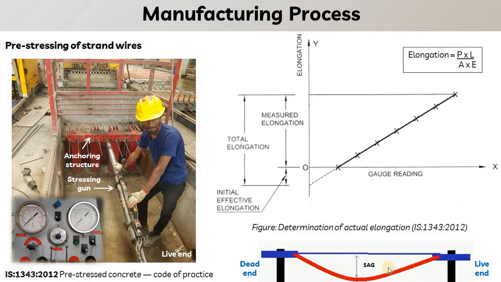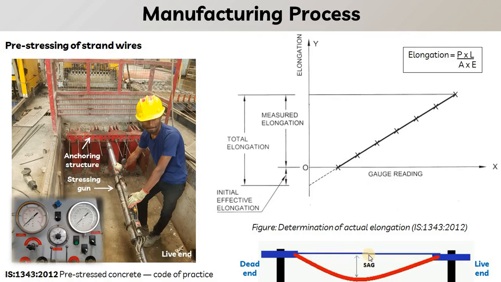So when we start the process of stressing the wires, let us say for example we have to stress a wire with 100 kilonewton of force. First, we will give an initial force, which will be 10% of the total force. In our case we have considered 100 kilonewton as the total force, so we will first set 10 kilonewton, that is 10% of the total force, to avoid self sagging of the wire. This is the sag due to the self weight of the strand wire.